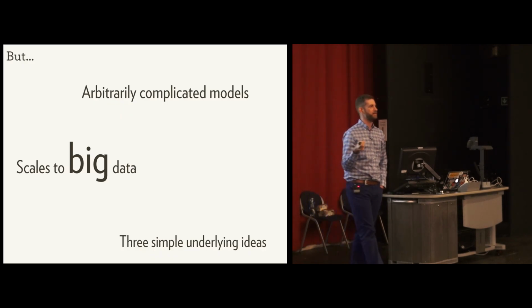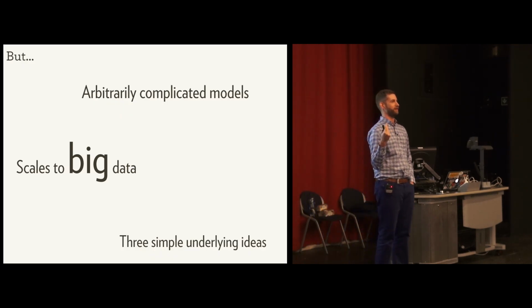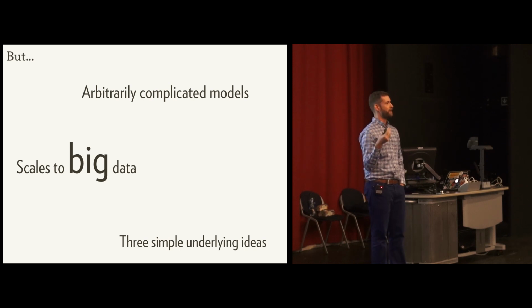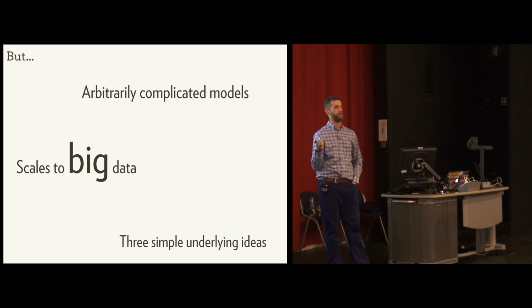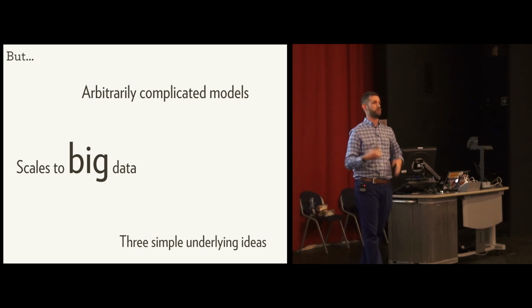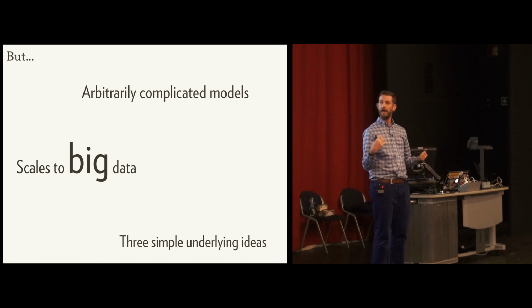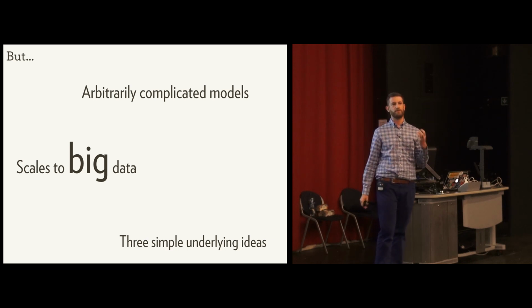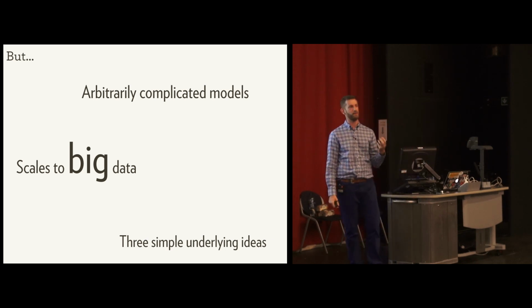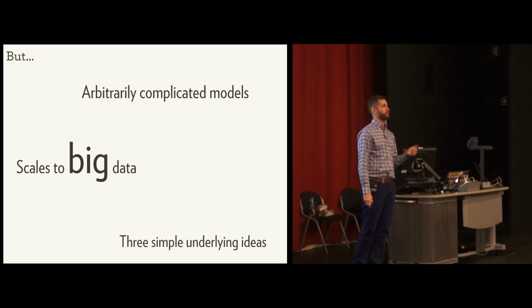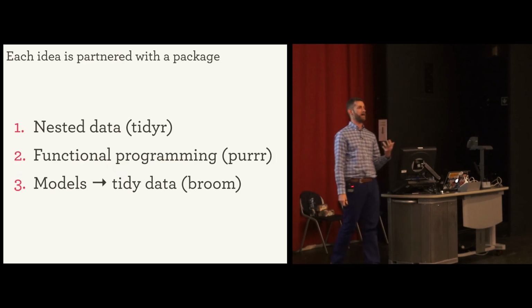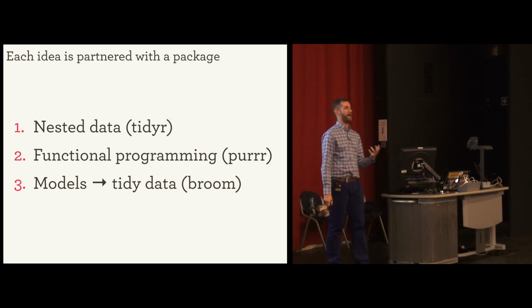Now I'm going to show you this idea with a very simple data set. We're just going to look at basically two variables, 1,700 observations. But the neat thing about this approach is that it scales to arbitrarily complex models. You can use it with big data because it's trivially parallelizable. And then finally, there are three main ideas, three simple underlying ideas that you can apply in other situations as well. And each of those three ideas is coupled with a package.